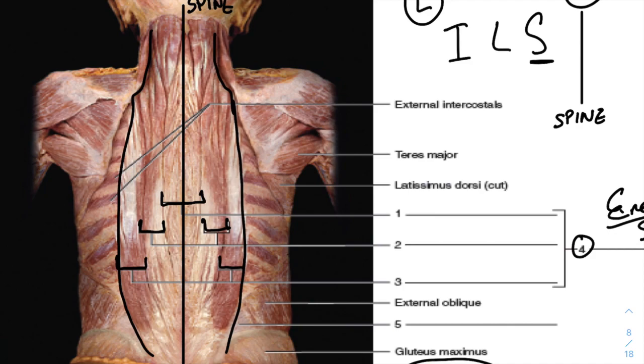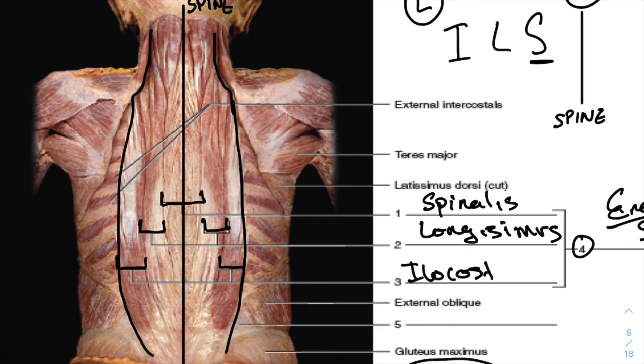So now we'll go back to an actual human body and help you understand it through there. So again, the most medial being the spinalis, intermediate being longissimus, and the most lateral being the iliocostalis.